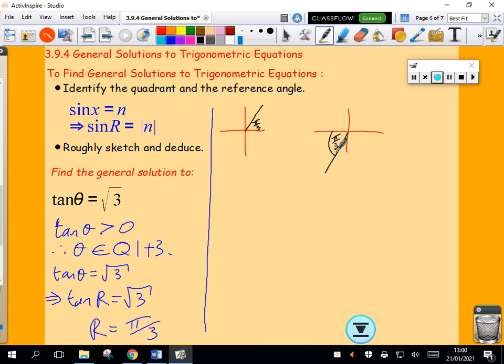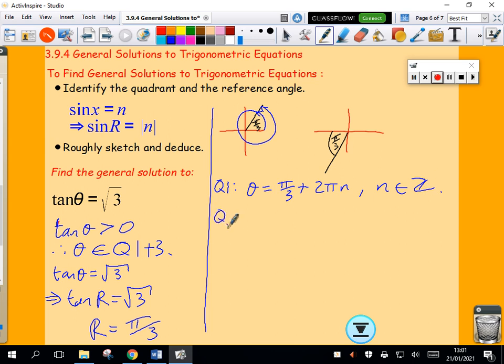So in quadrant 1, my solution here, as I rotate around, the first time I hit the terminal side of that angle will be when theta is equal to pi over 3 radians. But then any multiple of a full circle, any multiple of 2 pi, is going to take me back to that same terminal side. So any multiple of 2 pi times n, where n is an integer.